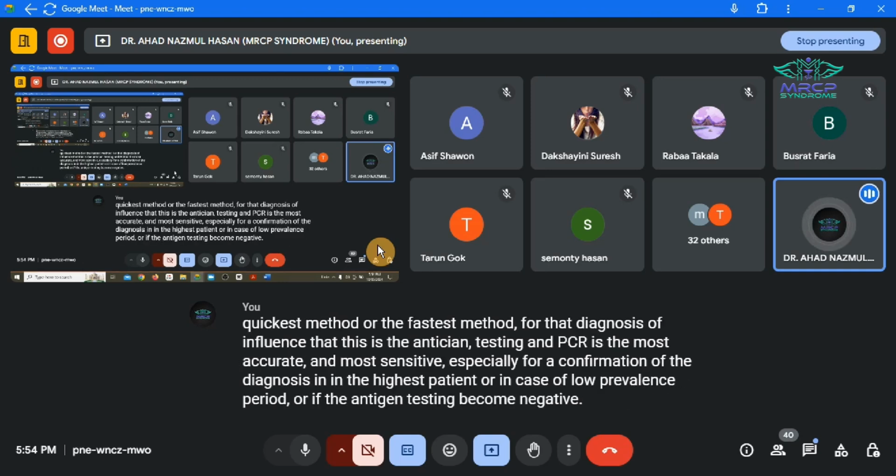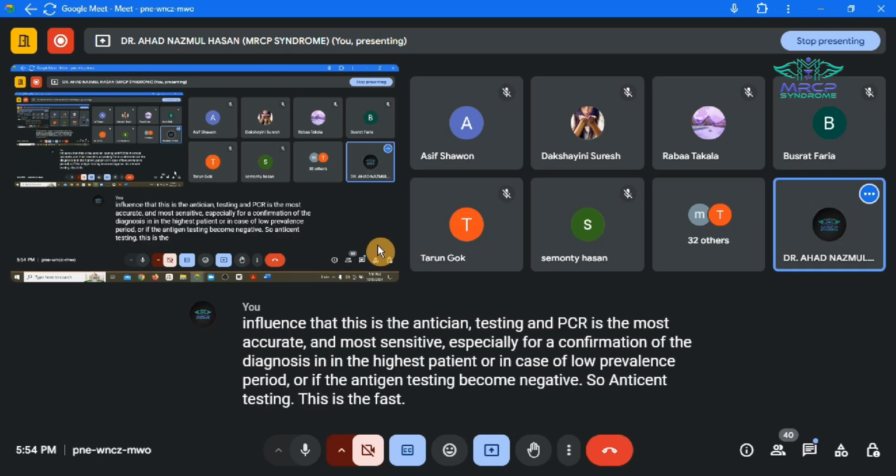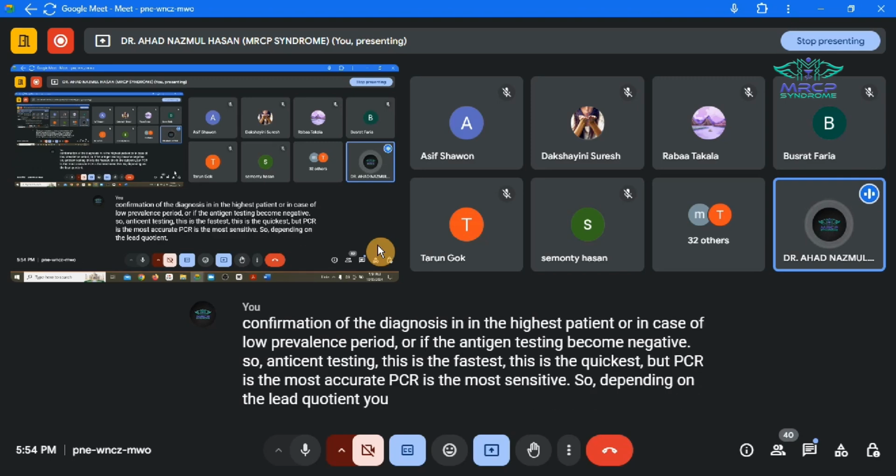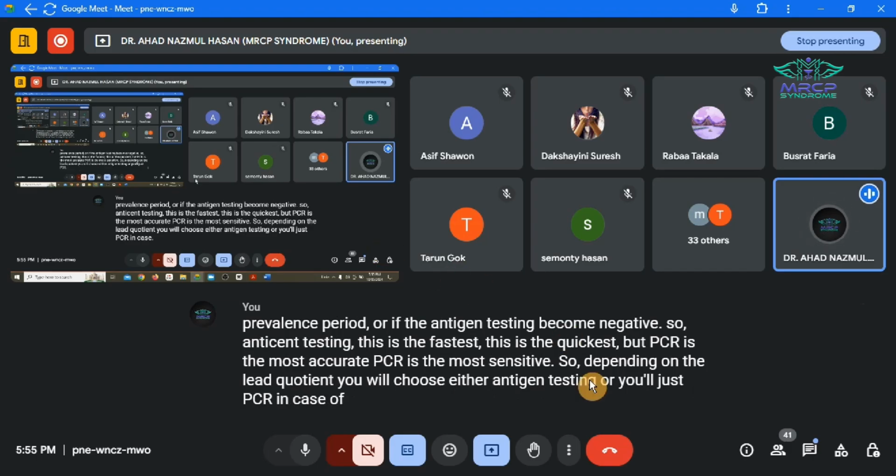So antigen testing is the fastest, the quickest, but PCR is the most accurate, the most sensitive. So depending on the lead question, you will choose either antigen testing or PCR in case of influenza.